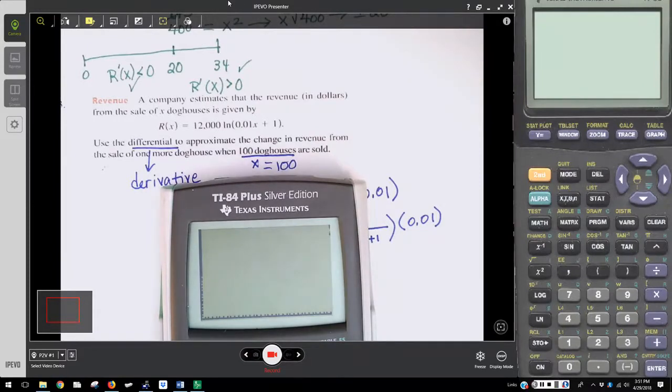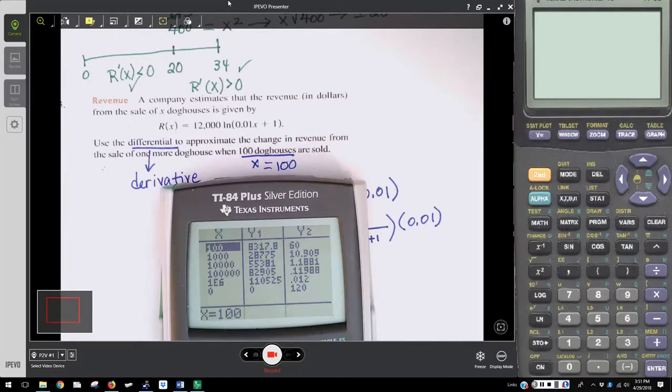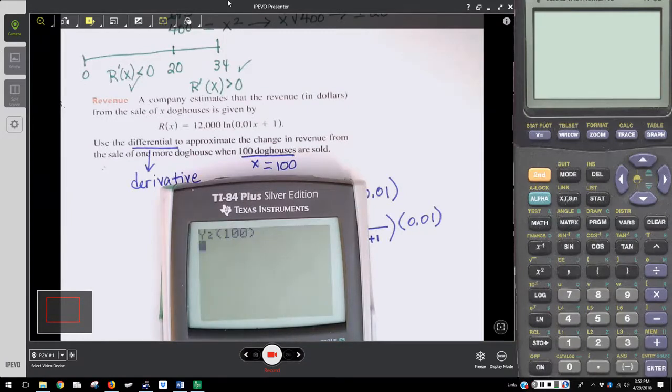And start out with 100, which is what we actually wanted, so we can not even look at the rest of these. And what we see is that the price of one additional doghouse is going to be $60. And that if you do y2 of 100, it is $60. You can also do that with the arithmetic, but I'm not going to take up time doing that at this point.